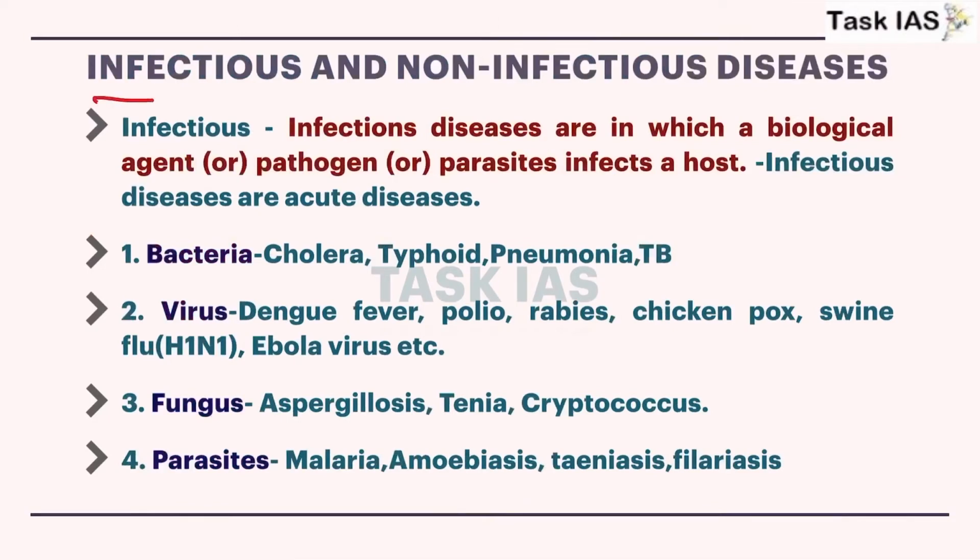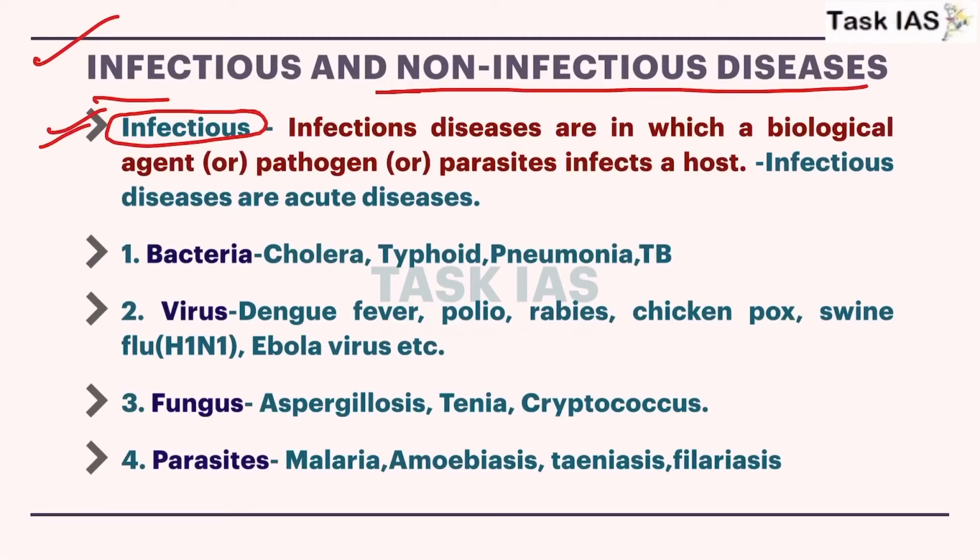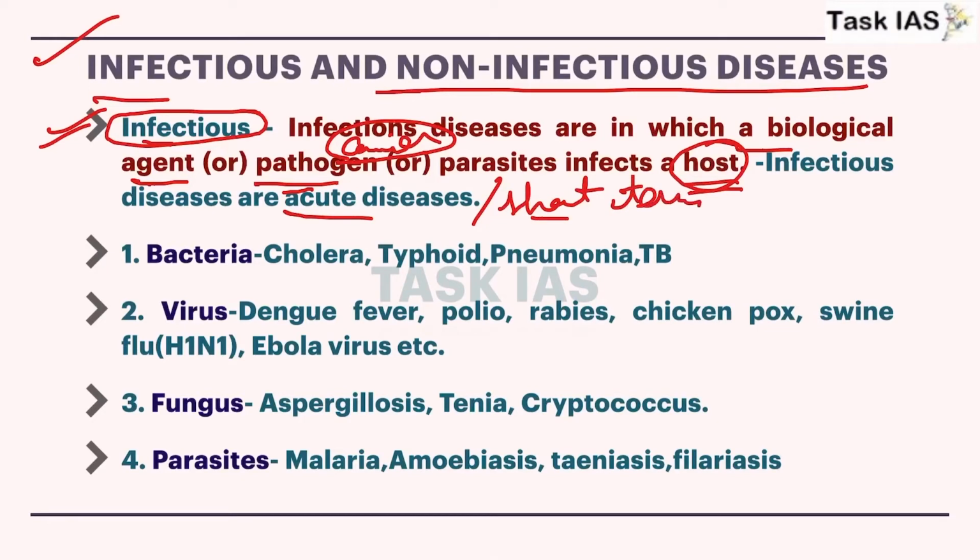Now infectious and non-infectious disease, this is mentioned in our syllabus. So what is infectious disease? These are those diseases where any biological agent or pathogen or carrier of disease infects a host, that means a human being. Infectious diseases are acute, that means short term, and they can be cured if precautions or proper medical treatment is taken. So here are various carriers for these infectious diseases.